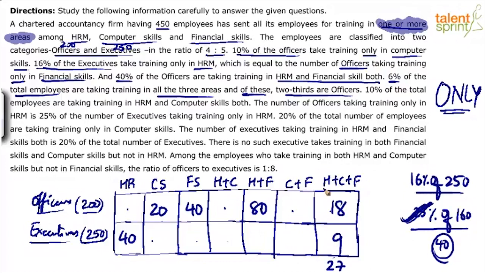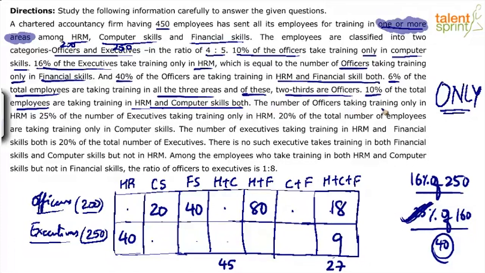Next point, 10% of total employees. 10% of total employees is how much? 45, right? 10% of 450, 45, are taking training in HRM and computer skills both. 45 is in HRM and computer skills both. But which is how much? We don't know. So we'll write total as 45.